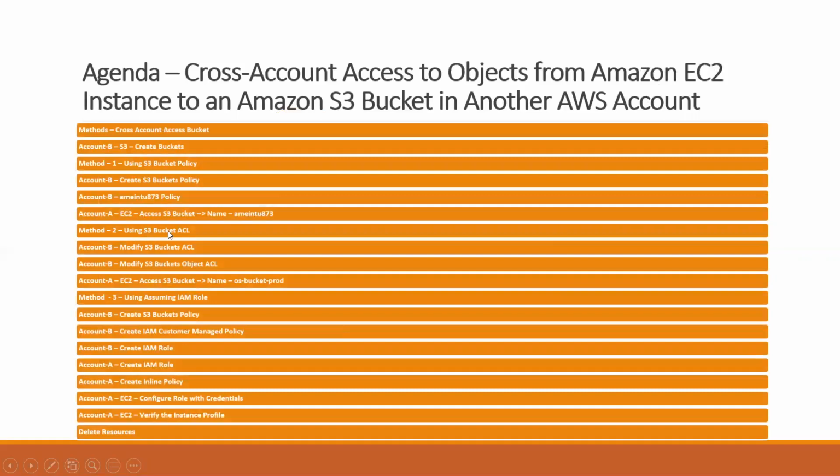Second method, you can see, is the bucket ACL. We will add this bucket ACL in account B. That bucket ACL we need to assign in both places, the bucket as well as the object. So we need to do it in both places. After that, we will check from account A whether we are able to access that bucket or not. From account A, we will create the EC2 instance, and from the EC2 instance we will check those things. These are the two methods.